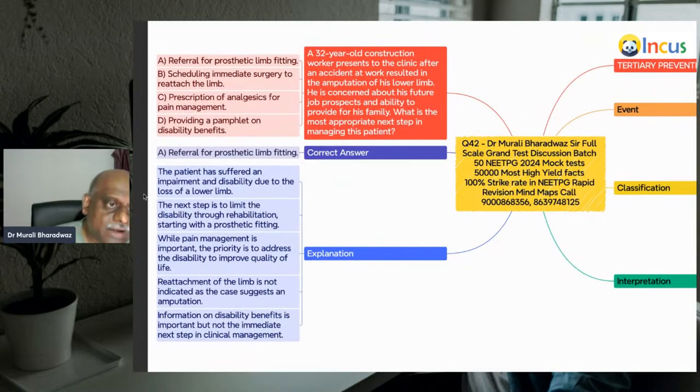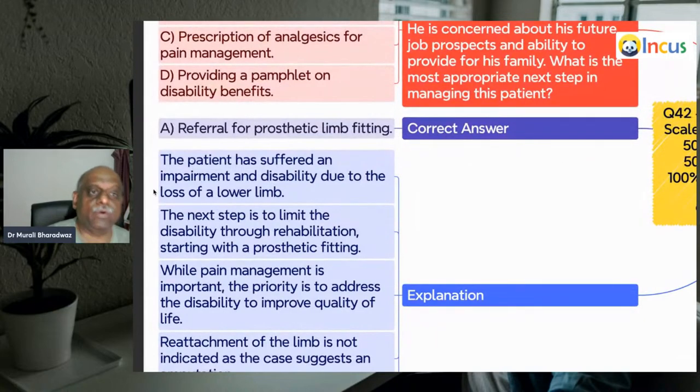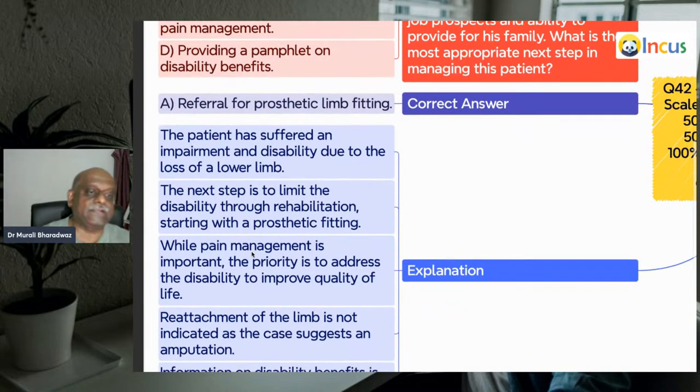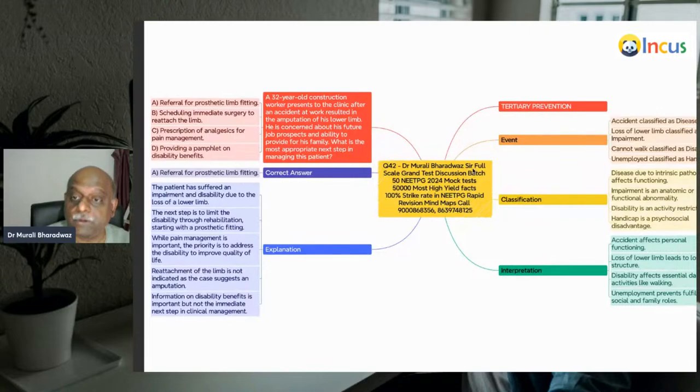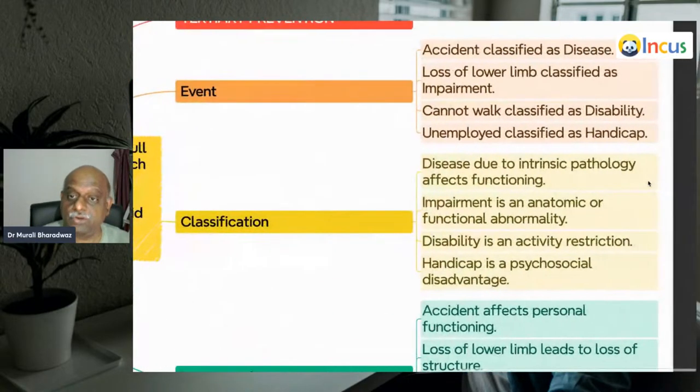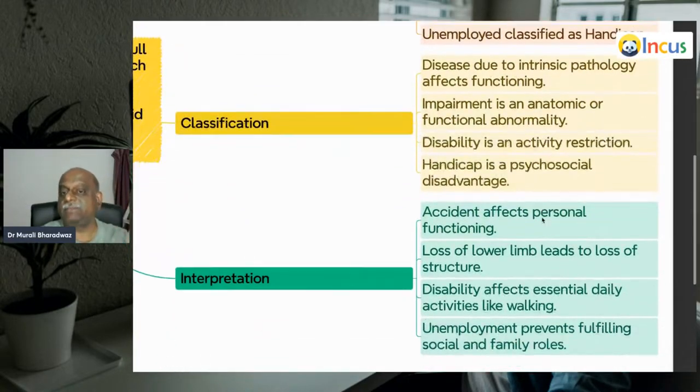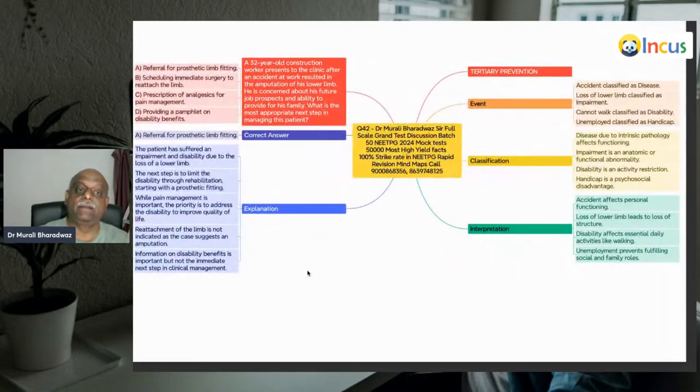So, a 32-year-old construction worker. He has already suffered impairment, and what he is having is disability due to the loss of a lower limb. The next step is to limit this disability through rehabilitation. How do you do that? By starting the prosthetic fitting. So you should know the definitions of impairment, disability and handicap very, very clearly.